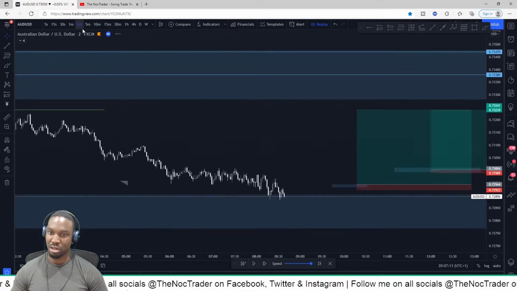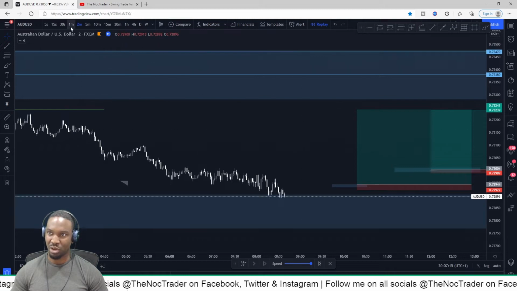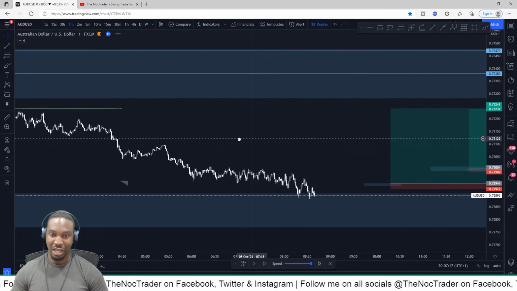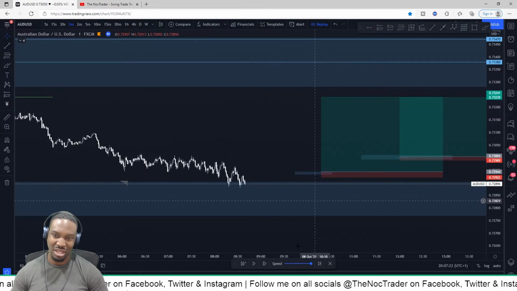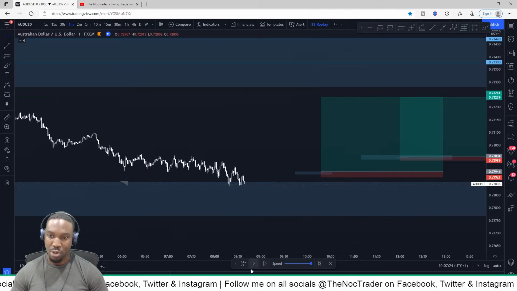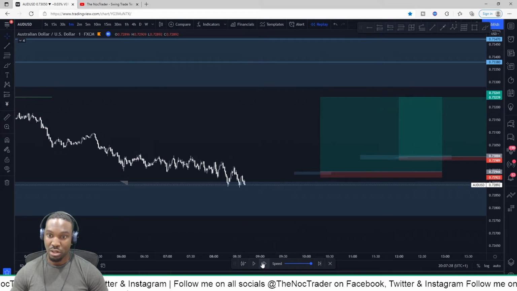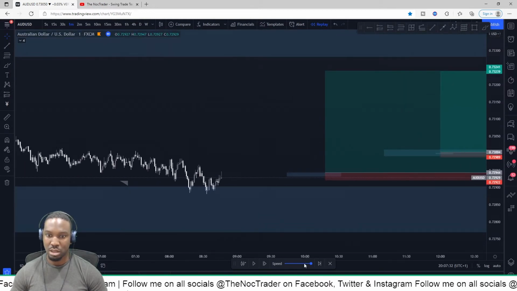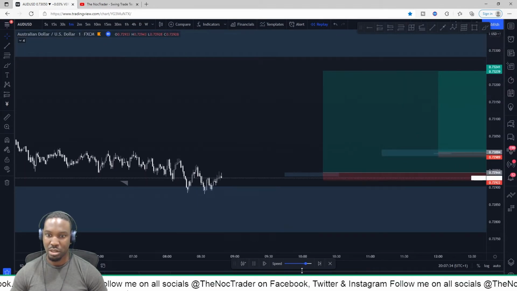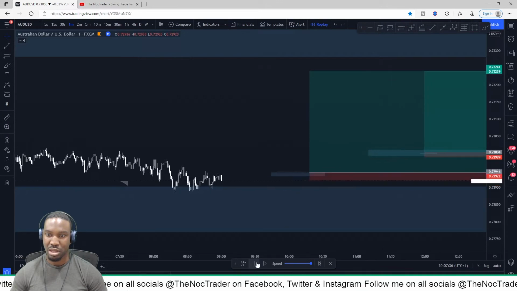So I went down into the 2 minute chart, I believe. No, I went down into the 1 minute chart. And then I waited for the UK Open, which is between 7 and 9 o'clock. And what I'm looking for is high highs to form so that I can make an entry. And lo and behold, let's speed it up a little bit.